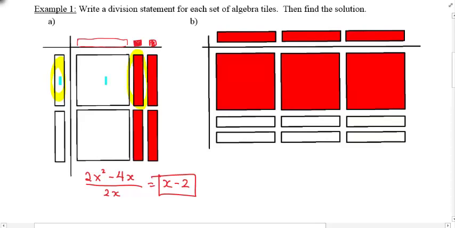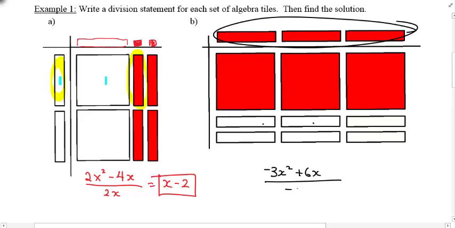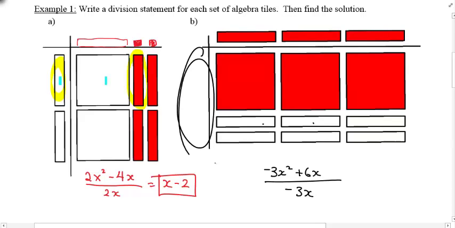Okay? Same thing for part B. Alright, this time I see here 1, 2, 3, so negative 3x squared. I see here 1, 2, 3, 4, 5, 6, positive 6x. And you're this time dividing by what's on top, which is negative 3x. There's your monomial. And the question is, what goes over here on the left? That will be your answer.